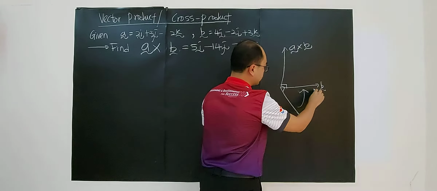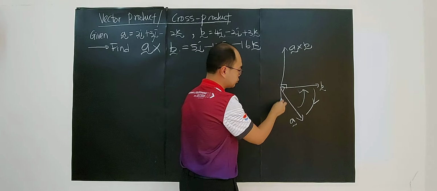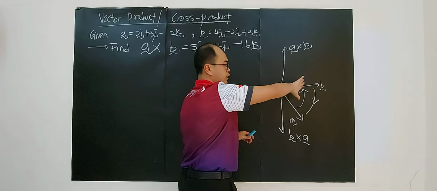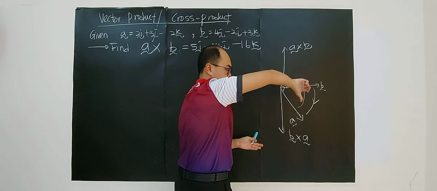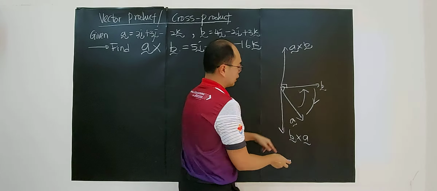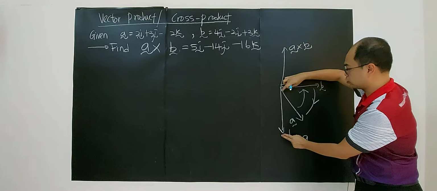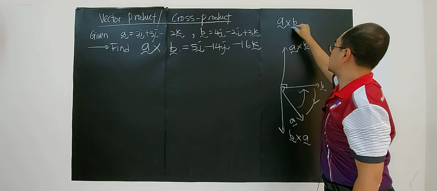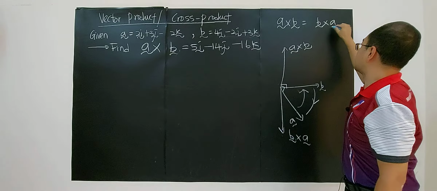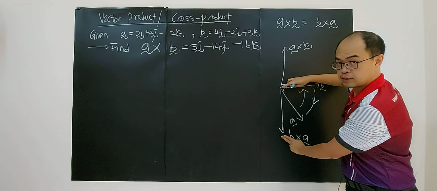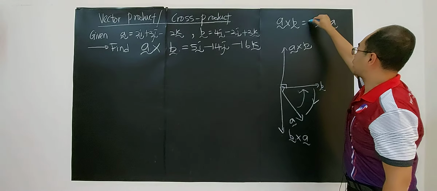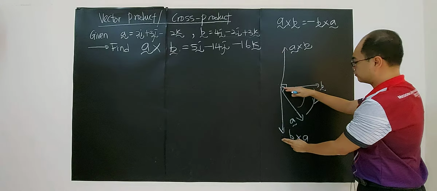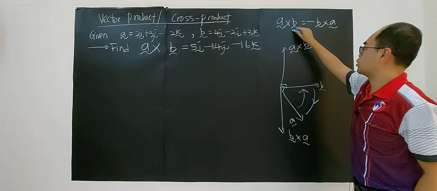Or if you take B cross A, you will get another result, B cross A, which goes downwards. These two are in opposite directions, but they have the same magnitude. So A cross B is the same as B cross A in terms of magnitude, but in direction they are opposite to each other. A cross B is negative B cross A. This is what we call not commutative.